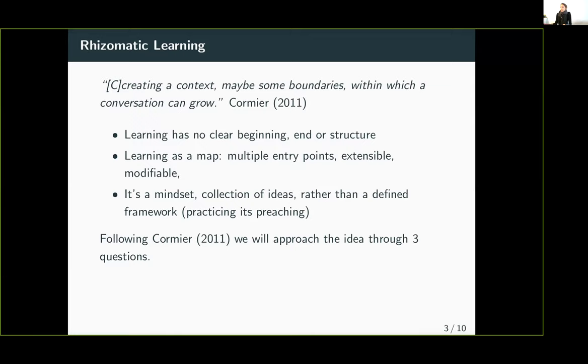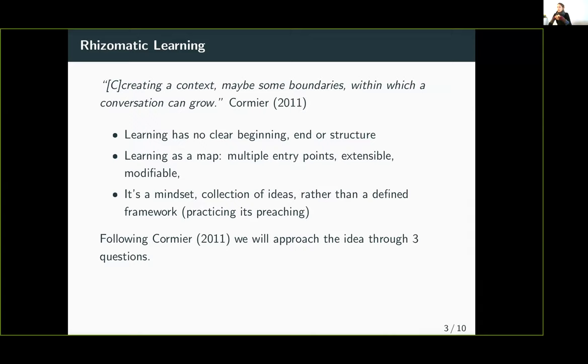Another metaphor he uses is learning as a map, where you can enter and exit the map at different points. You can find new connections, you can traverse the map in different ways, and it all depends very much on you, where you come from, what your interests are, and you find your own way through this learning journey.